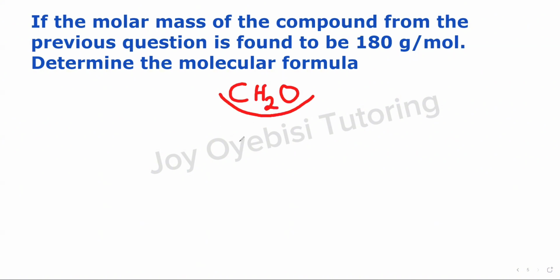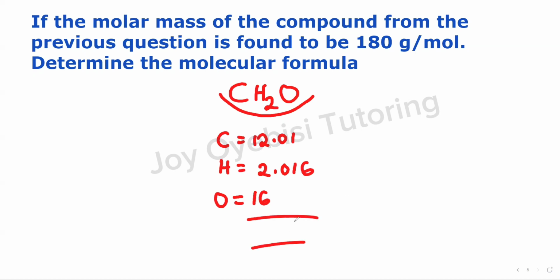So carbon is 12.01 times 1, so that's going to give us exactly the same thing. Hydrogen is 1.008 times 2, that's 2.016. And then oxygen is 16 times 1, gives us the same thing. So the mass is just going to be the sum of all these masses. So 12.01 plus 2.016 plus 16 is going to give me 30.026. So this is the mass of the empirical formula, and they gave us the molar mass of the compound.